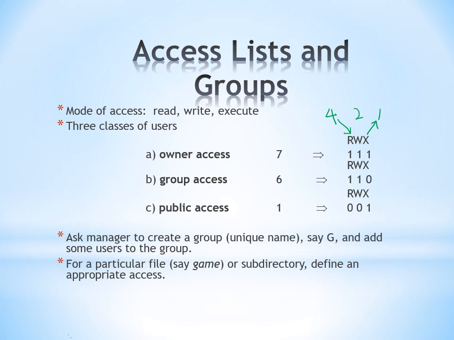And for the public, it is allowed only execute access. So execute is normally something like view-only access, so you cannot modify. Execute can only be one access, and therefore the value of the permissions for the public access is only 1.